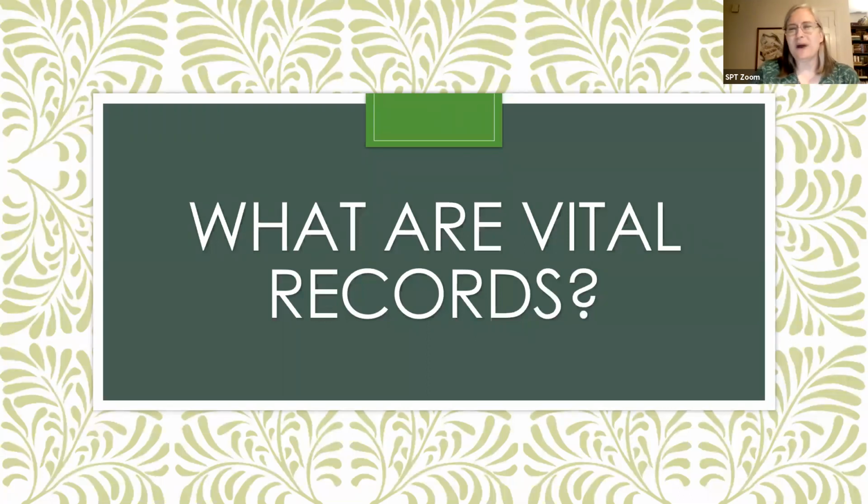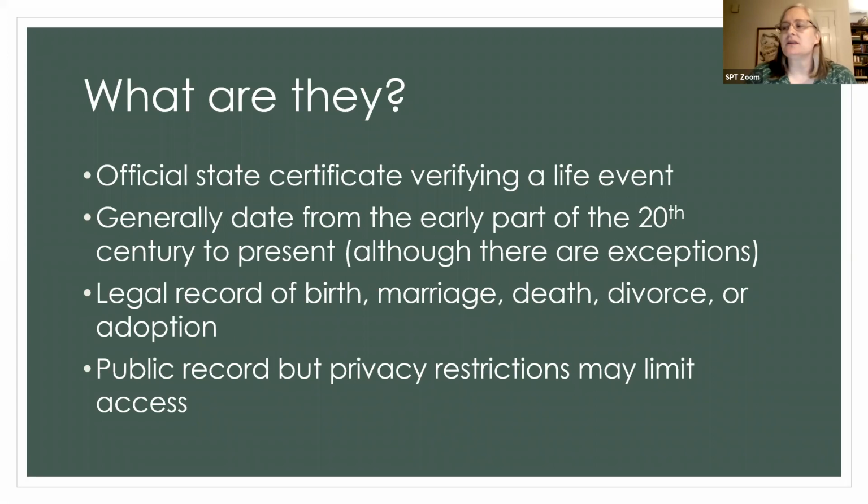So what exactly is in a vital record? They are the official state or national, depending on where you are, certificate verifying a life event. In the US, they generally date from the early part of the 20th century to the present, although there are exceptions. New England kept city, county, township records much earlier on. And you may find New England records going back into the 1800s, 1700s, and even some of the 1600s. So in some parts of the country, you may find earlier records. But generally speaking, here in the South, these post-date 1900.